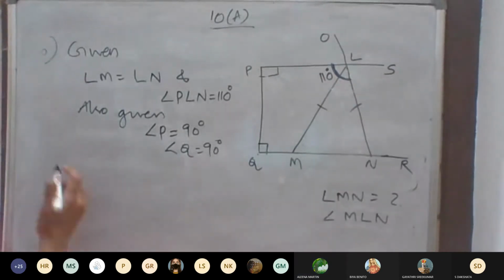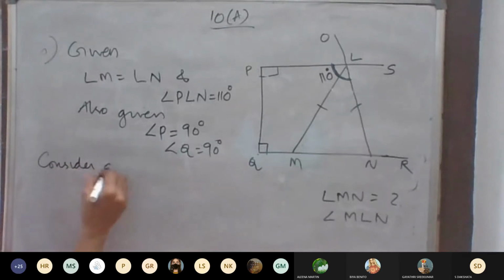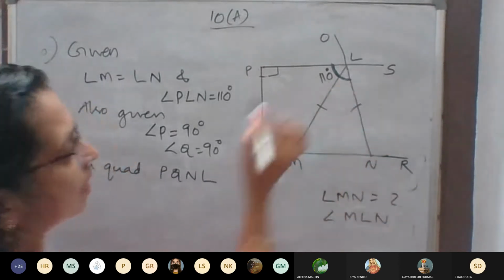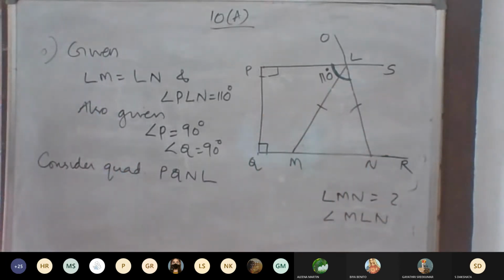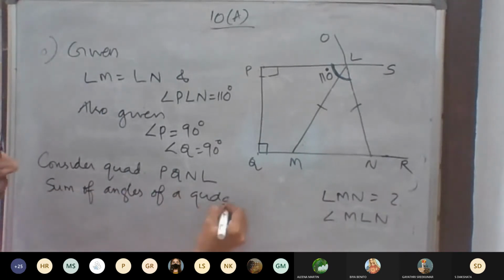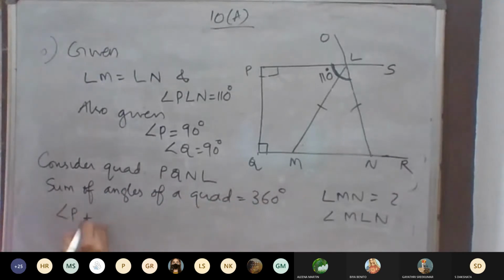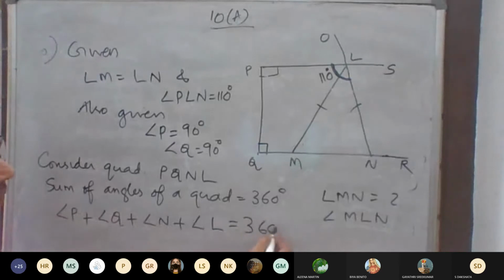So right now, consider quadrilateral PQNL. Sum of angles of a quadrilateral is equal to 360 degree. That is angle P plus angle Q plus angle N plus angle L is equal to 360 degree.